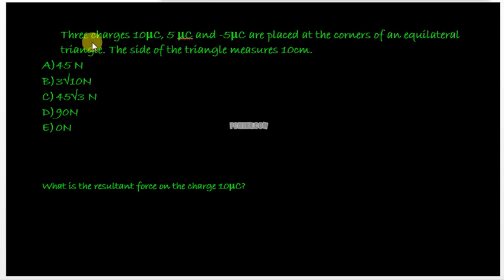So a question says 3 charges 10 microcoulomb, 5 microcoulomb and minus 5 microcoulomb are placed at the corners of an equilateral triangle. The side of the triangle measures 10 centimeter. So out of these 5 given options, what is going to be the resultant force on the charge 10 microcoulomb? So let's find out how we can find the total force or the resultant force on the charge of 10 microcoulombs.